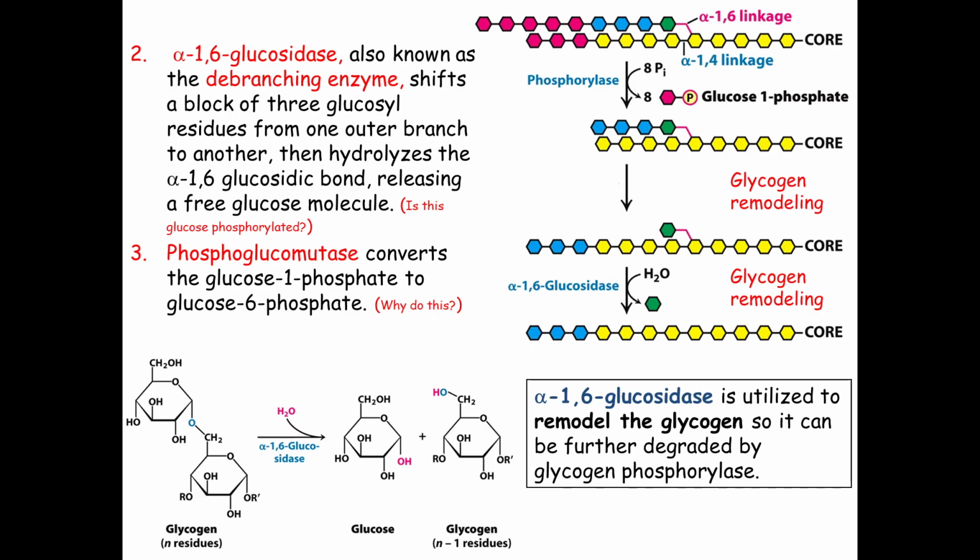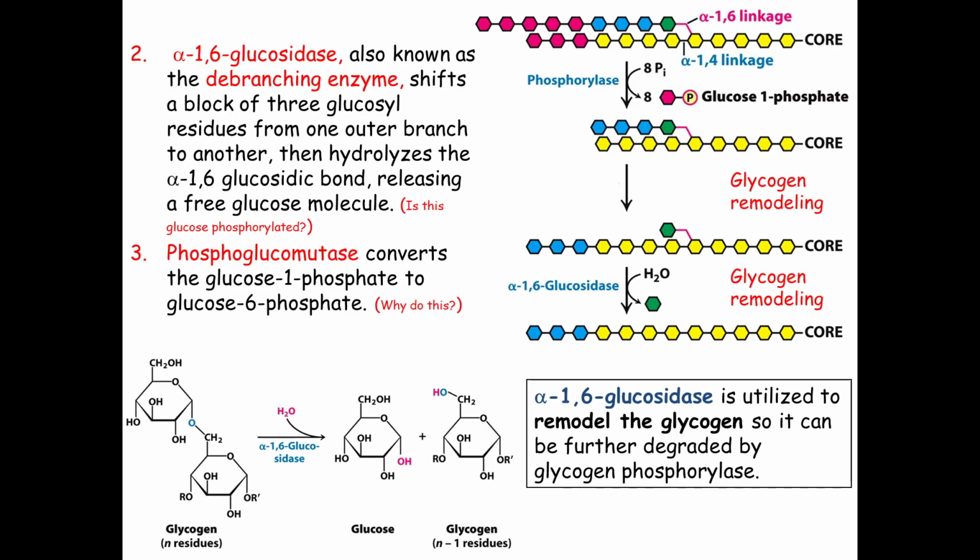It's not always 8. Just in this diagram, in this example, there were 8 that were accessible. What do you notice about the ones that are left? Well, from the branch point, I can't get any closer than 4. So what do I mean by branch point? I mean the sugar that's connected to 3 other sugars. In a normal chain, every sugar except the one on the end is connected to the ones on opposite sides of it.